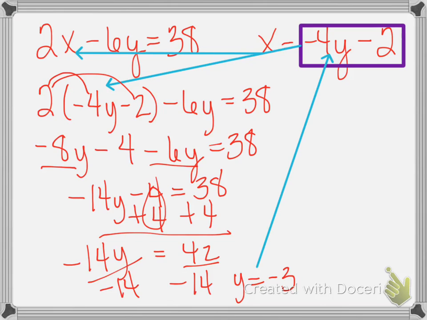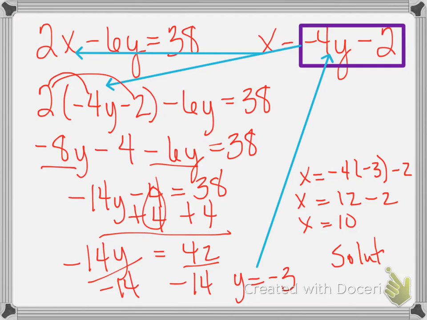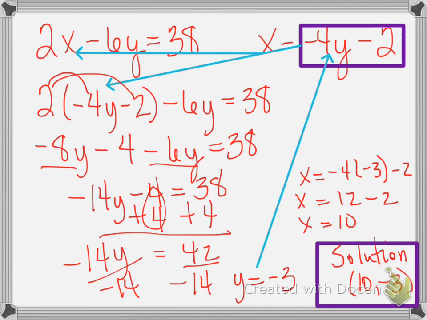So we can now plug that y into our x equals equation. When we do that, x equals negative 4y minus 2, and so we will get x equals negative 4 times negative 3 minus 2. So negative 4 times negative 3 is a positive 12, so 12 minus 2. And 12 minus 2 is 10. So x equals 10. So again, the solution is an x, y point. So our x is 10 and the y is negative 3. So 10, negative 3 will be our solution.